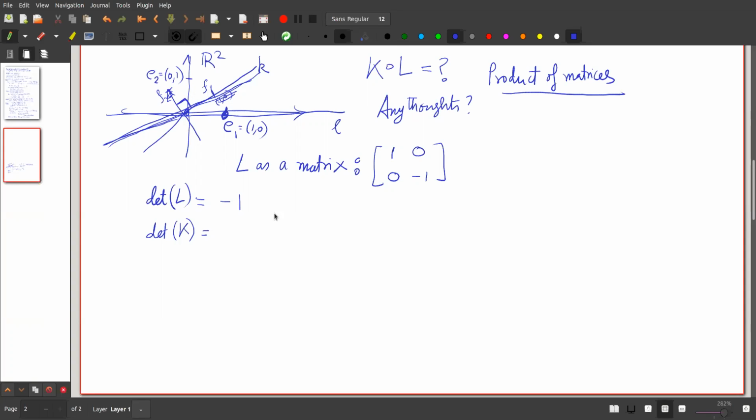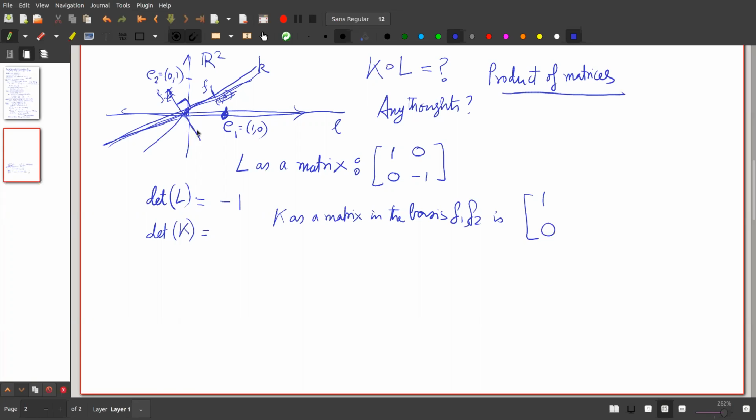So what will be the matrix of K? K as a matrix in the basis F1, F2: where does F1 go? Same thing. So what is the expression of F1 as a linear combination of F1 and F2? 1 times F1, 0 times F2. Right? Okay, where does F2 go?